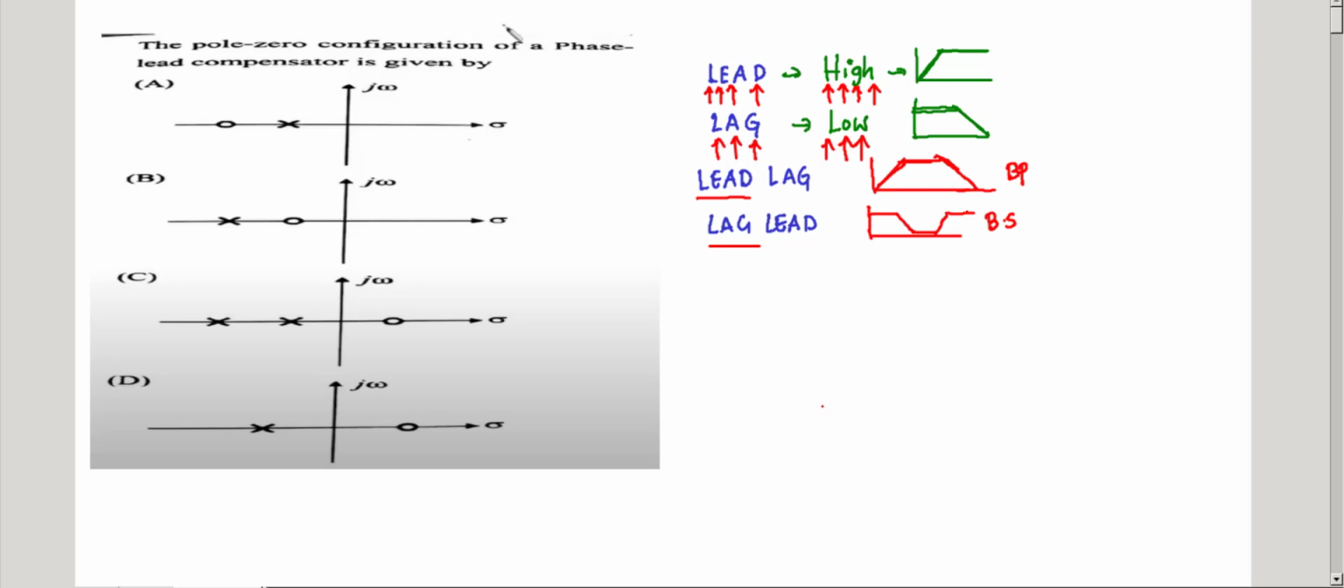What is a lead compensator, what is a lag compensator, what is a lead lag compensator, what is a lag lead compensator. If at all one mark comes, you have to answer this. Okay, you have to answer this. Next, you can see here that it is positive going, so angle is positive. I am giving this for remembrance for state exams and PSUs.